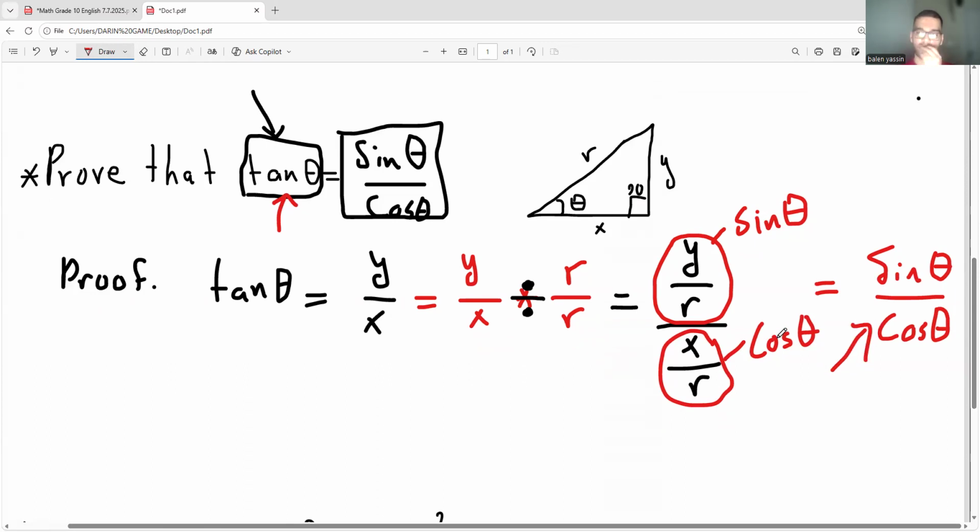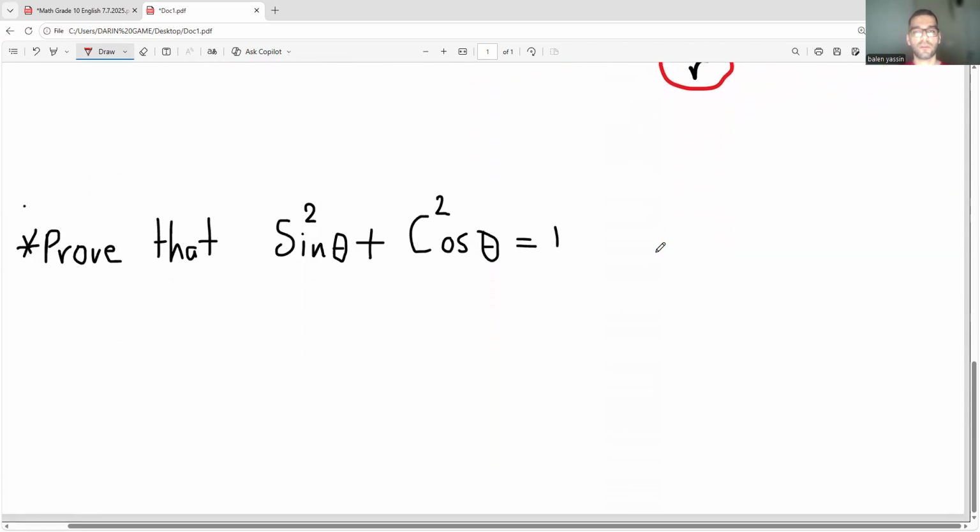One thing, this question could be the other way around. Basically, it could say, prove that tan is y over x, and then you use this fact. It will be the same thing, but you start from this, and then you get y over x after that. That's another way to have the question. Okay, so let's move on.